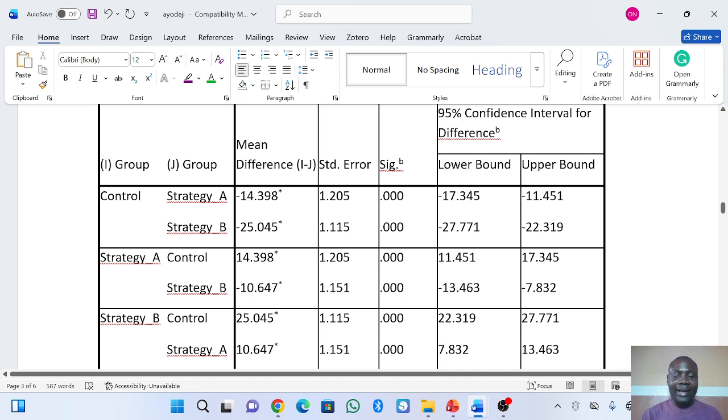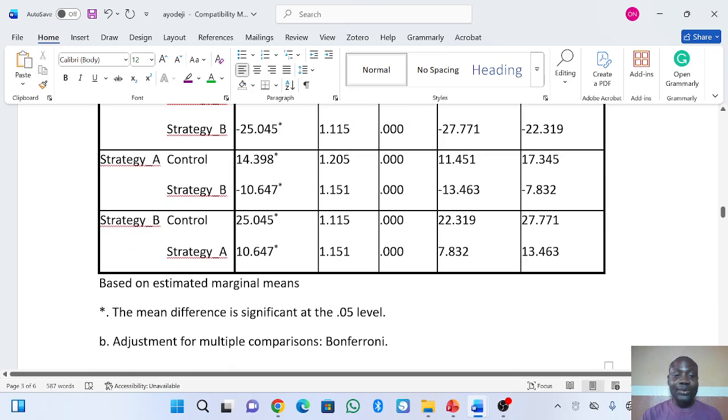When they did I minus J, it is minus 14. It means that strategy A is better. Because if you come down, you will also see the same. Look at strategy A. Let's look at this one. It will be easily understood. Look at it. Strategy A and control. The difference between their means is 14.398. And that difference is significant.